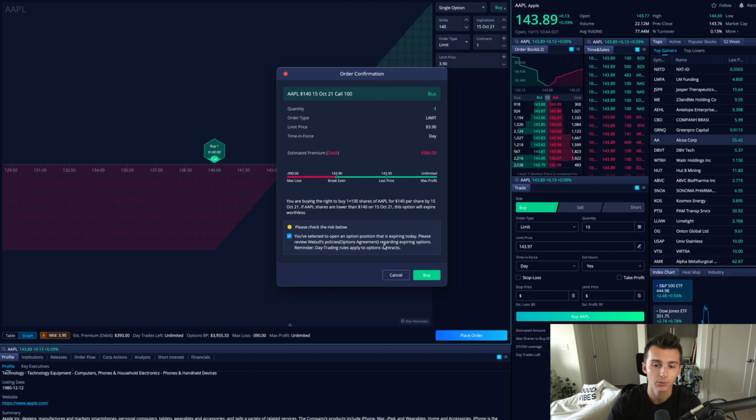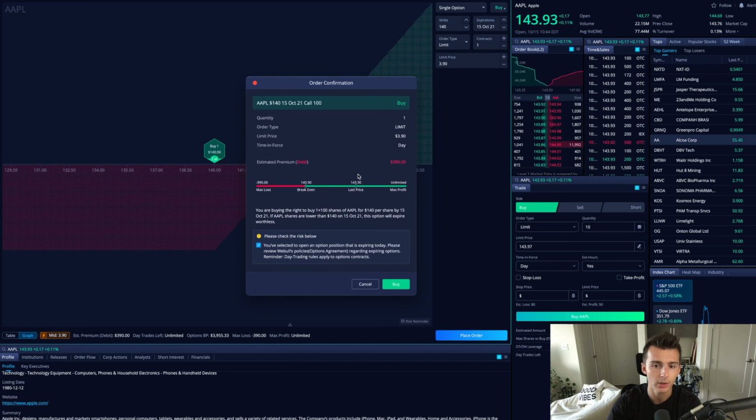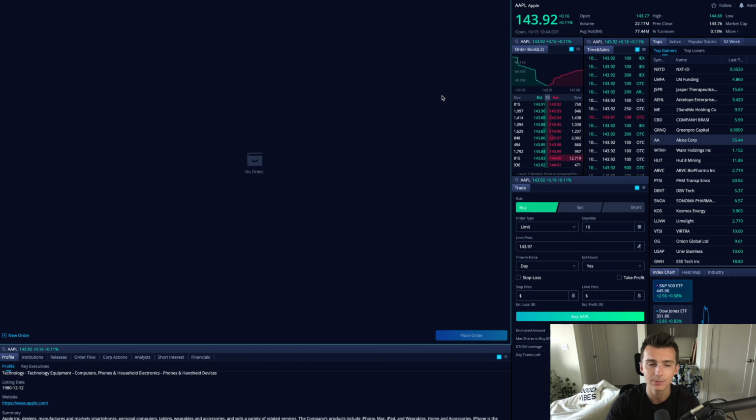I'm going to click on place order, and it's saying I'm placing an option that expires today, and you actually may not be able to use market orders, because when they are expiring today, they're more volatile, so the platform may not allow you to use market orders in this case. And that depends on the platform. So I'm going to click on buy. I have it set for $3.90, and we'll see if that gets filled.